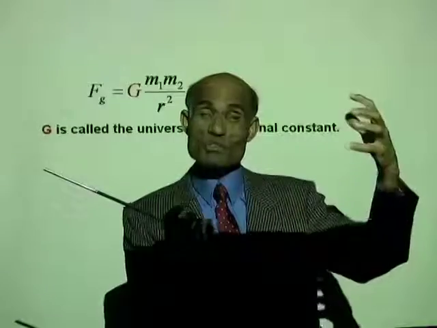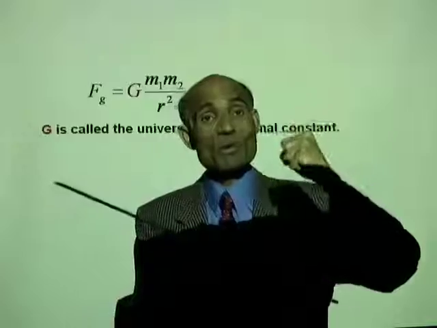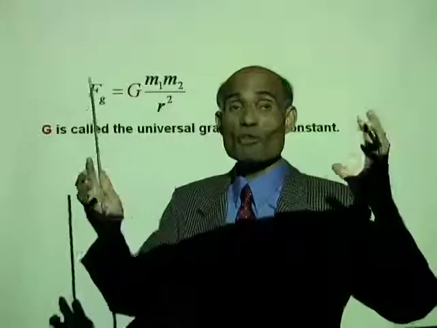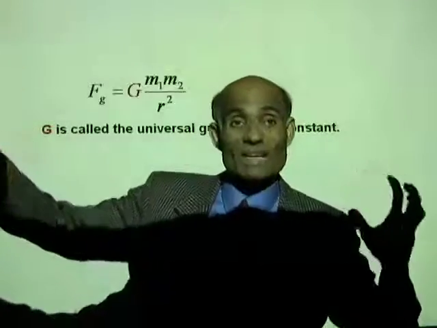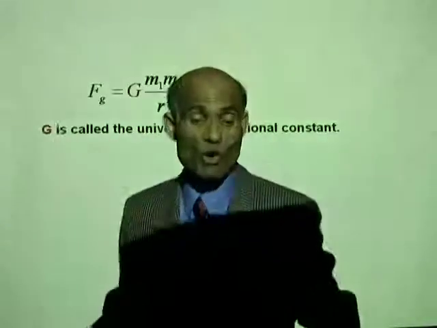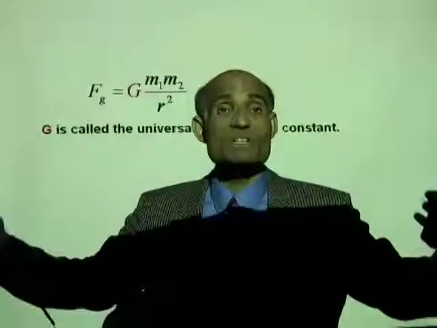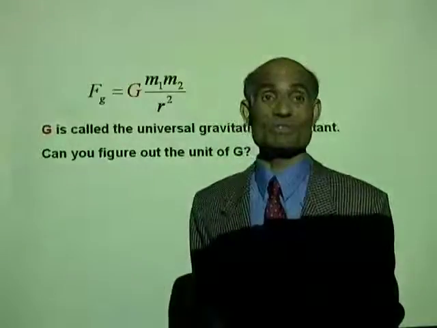The value of G is the same for the force between Earth and the Sun. It is the same for the force between Earth and the Moon. It is the same for the force between one galaxy and the other. It is the same for the gravitational force between any object anywhere in the universe.